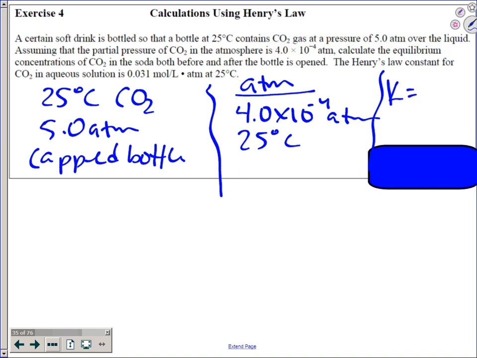And then what else are we given? Constant K, 0.031 molar per atmosphere. Molarity per atmosphere at 25 degrees. Go. So you can figure out the concentrations. Find the concentrations of both of them.